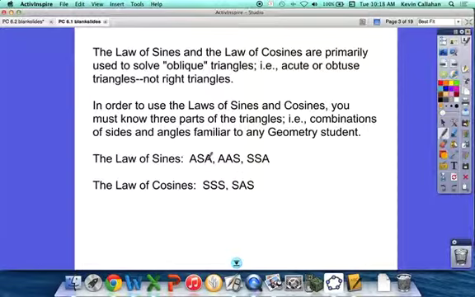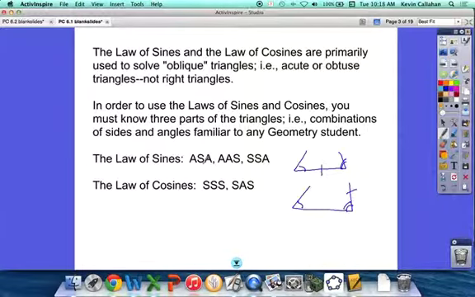Yeah, when you know the ASA, that means that you know 2 angles and the side that connects them. It's called the included side. If it's AAS, what that means is you know an angle and another angle and then you know a side, but it's not a side that connects those two. But in this case, it's not going to matter whether it's the included side or the non-included side. We can figure them both out with the law of sines.